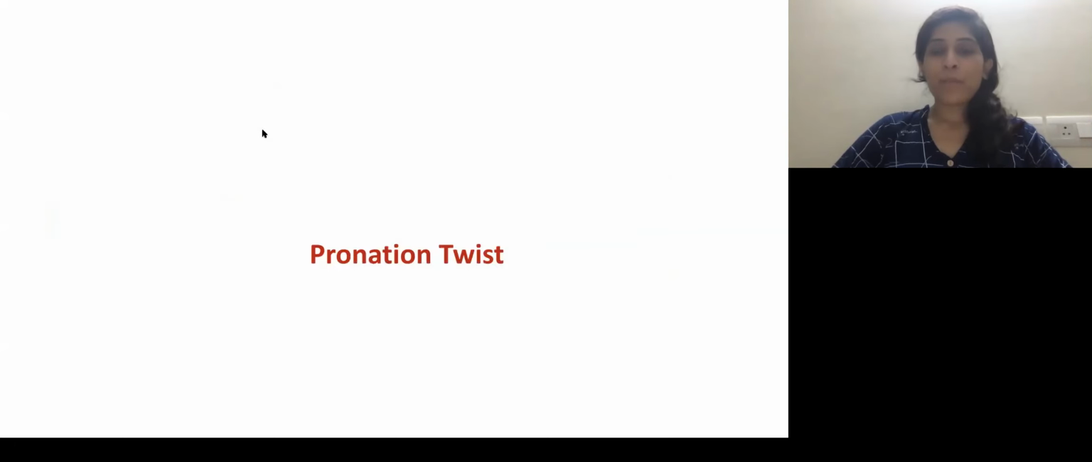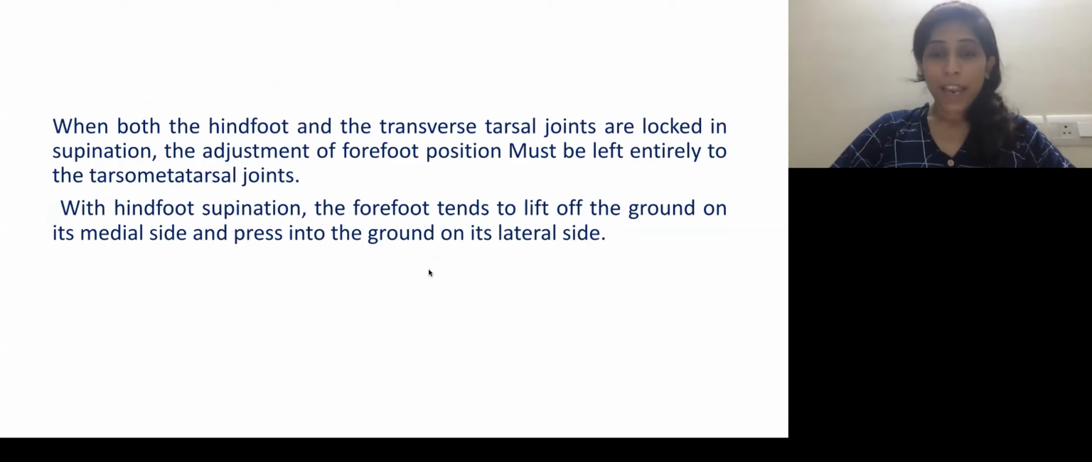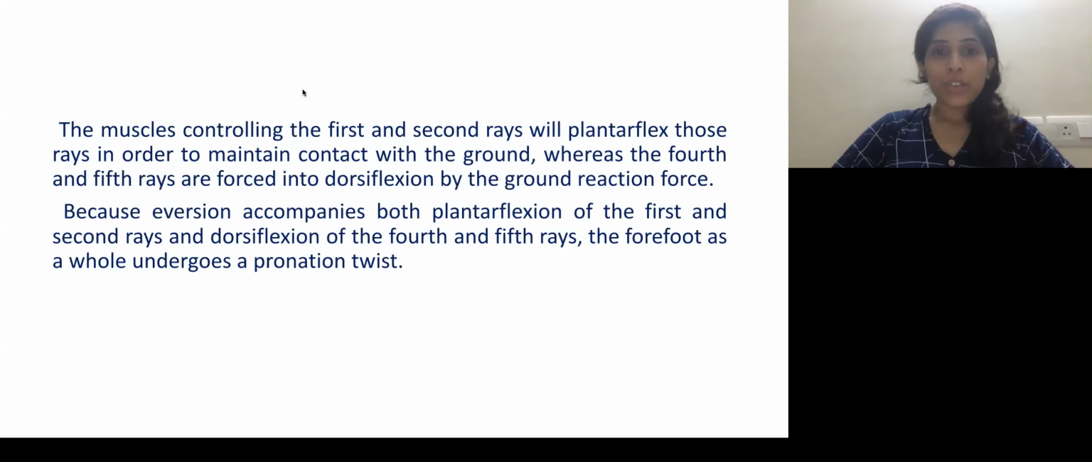In the same way, the pronation twist. When both the hindfoot and transverse tarsal joints are locked into the supination, the adjustment of the forefoot position must be left entirely to the tarsometatarsal joint. And with the hindfoot supination, the forefoot tends to lift off the ground, the medial side will get lifted off the ground, and the lateral side will press towards the ground. So it is called the pronation twist.